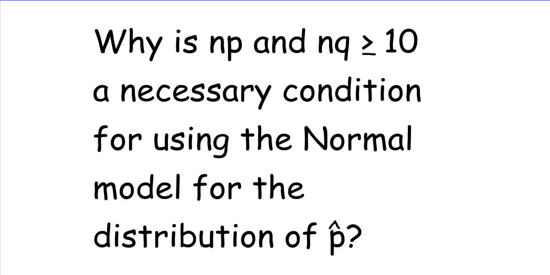Why is np and nq both being greater than or equal to 10 a necessary condition for using the normal model for the distribution of p hat? First of all, we have to remember that the distribution of p hat is very closely related to the binomial distribution. So we're going to first investigate how the sample size n and the population proportion p affect the shape of a binomial distribution. Then we're going to look at the mathematics behind the formula.